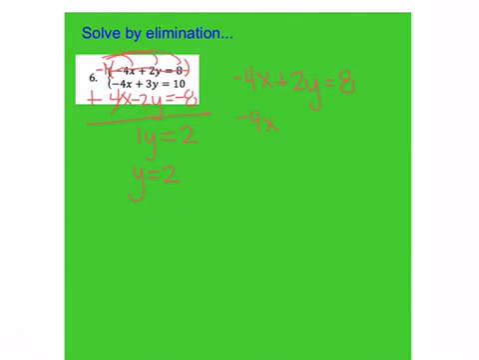So -4x plus 2 times 2 equals 8. I get -4x plus 4 equals 8. And we're going to just solve for x now. So subtract 4. And then divide by -4. So x is going to equal -1. So the point I would get would be -1, 2.